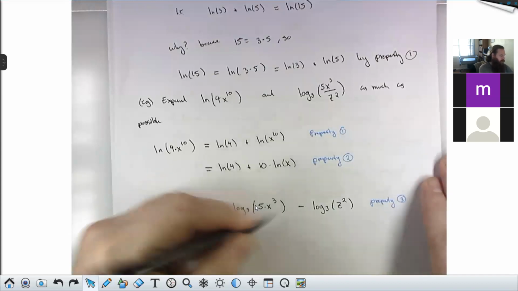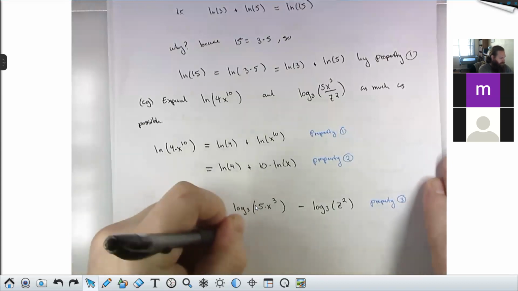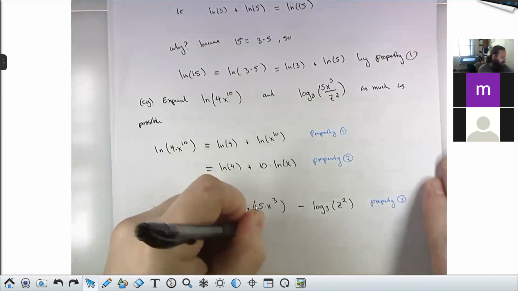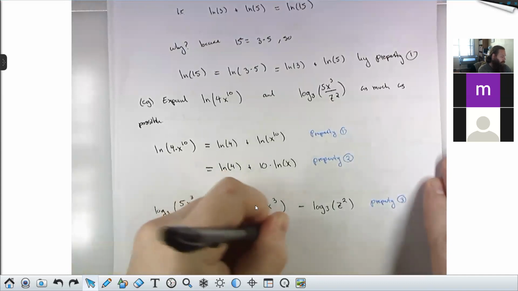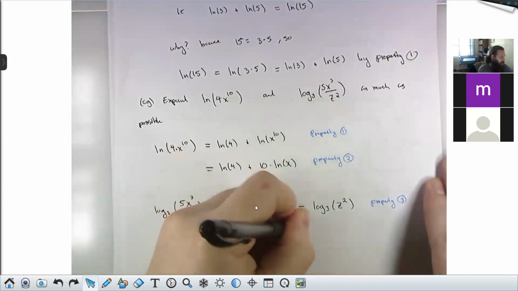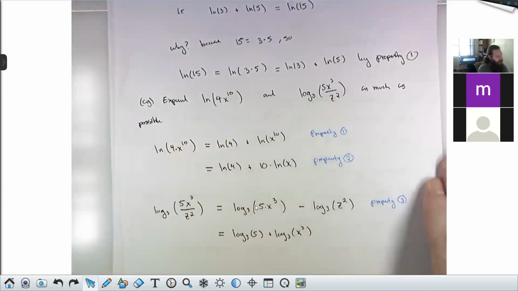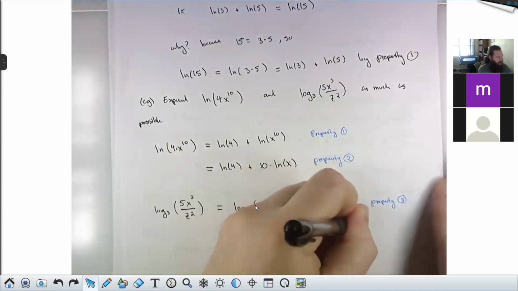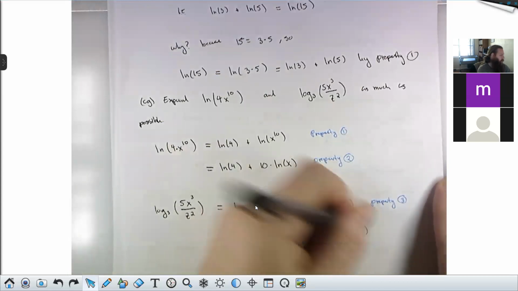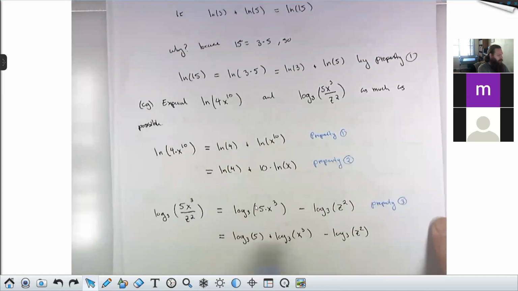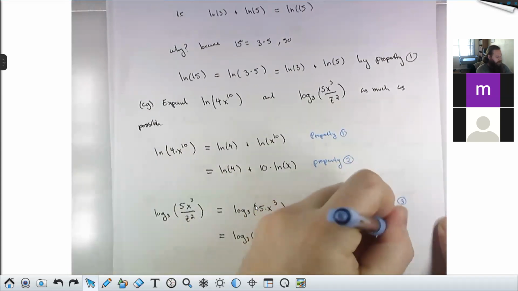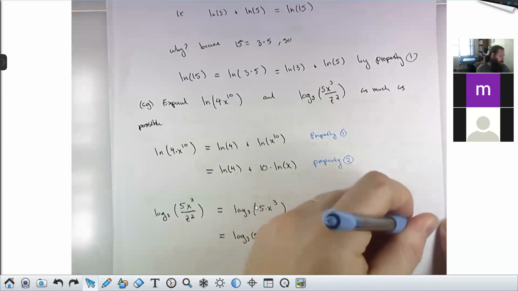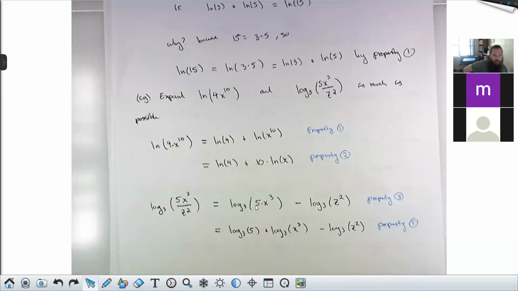So I'm going to just take care of this piece first. This is the log base 3 of 5 plus the log base 3 of x cubed. And I'll leave this guy alone, minus log base 3 of z squared. And the property I'm using here is property 1, just to go from this to this. On your work, you don't have to list the properties. I'm just doing this so you guys with your notes can go back and look in case you're having a hard time seeing or you want to review.